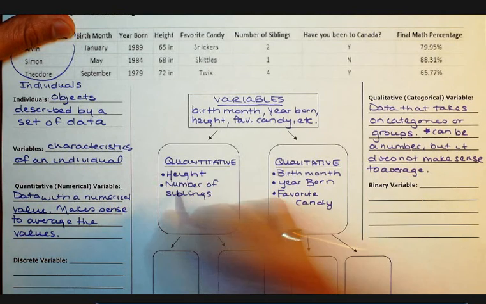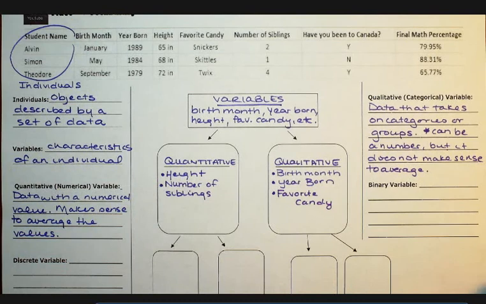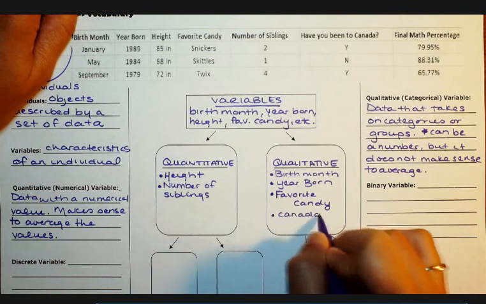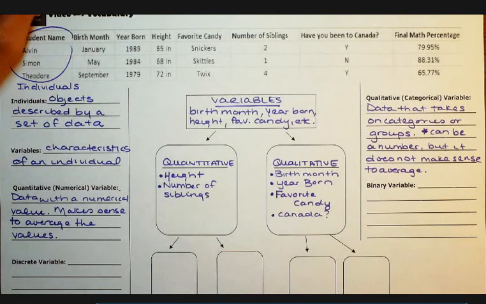Have you been to Canada? Well, the only responses you can get are yes and no, which falls into the category group. And finally, we have our math percentage, which is definitely going to be a quantitative variable since you can find the average of these numbers.